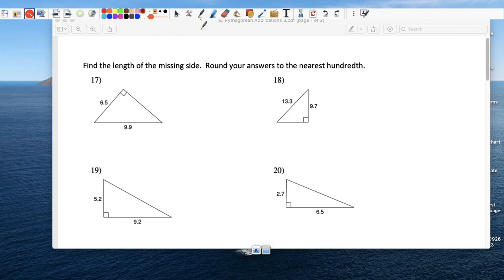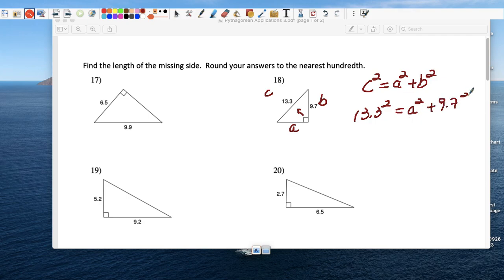All right, so what are we doing here? Find the length of the missing side. So remember, the 90-degree angle points to this side, which means this is C, and the other two are called the legs. The hypotenuse: a squared equals a squared plus b squared. It gets kind of tedious, right? So 13.3 squared equals a squared, where a is what we don't know, and then we have 9.7 to the second power. So pretty much an exercise in calculator, right?